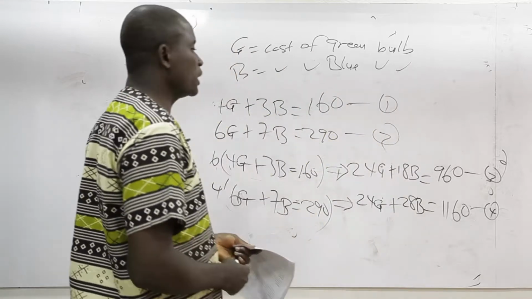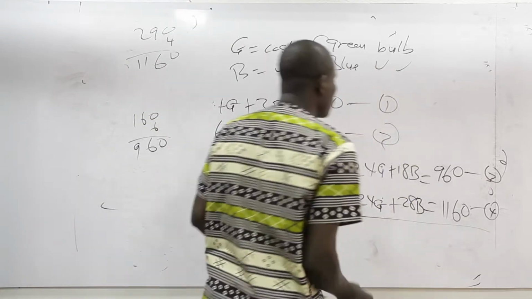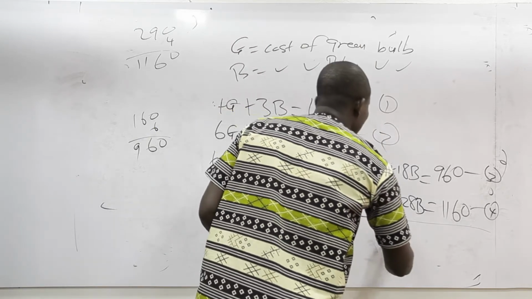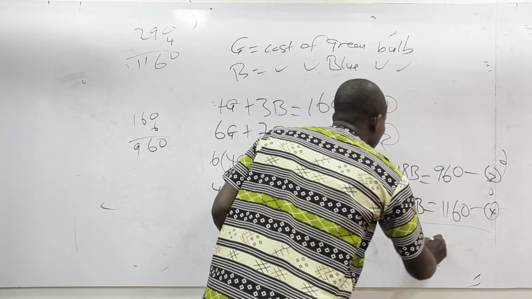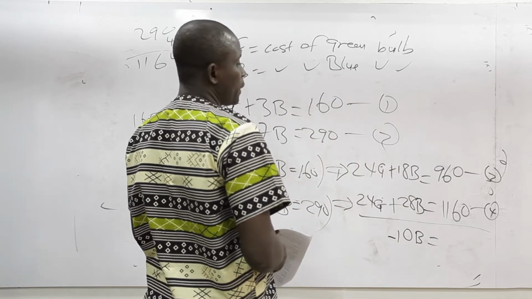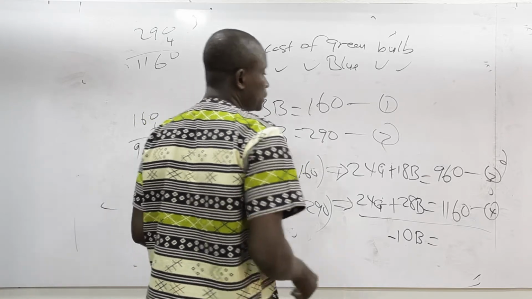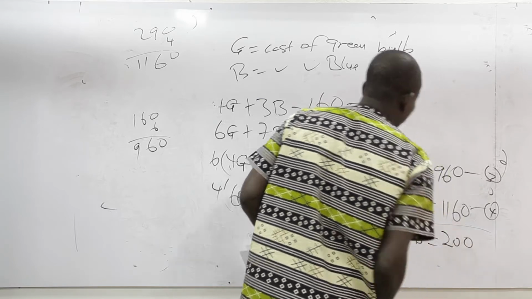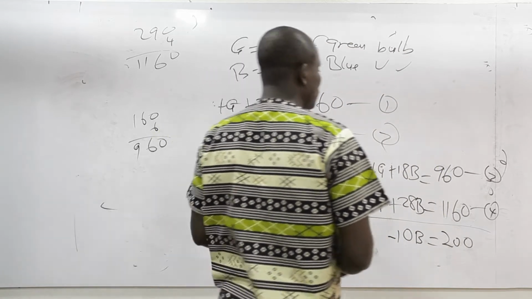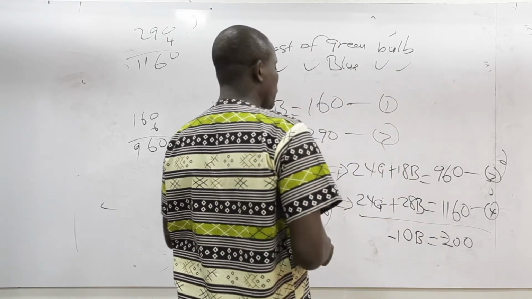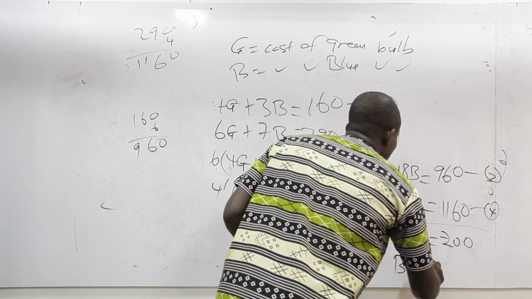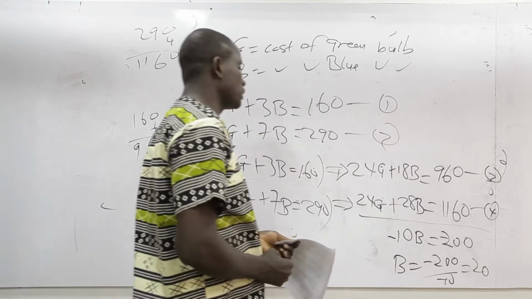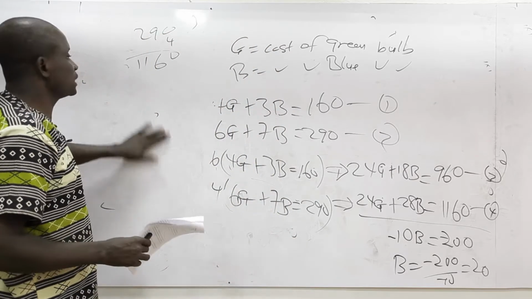Okay? Now, after doing that, please do your subtraction. When you subtract, I think you are going to get negative 10B is equal to negative 200. So B is going to be negative 200 over negative 10. And that is going to be 20. So the blue ball costs 20 cedis.